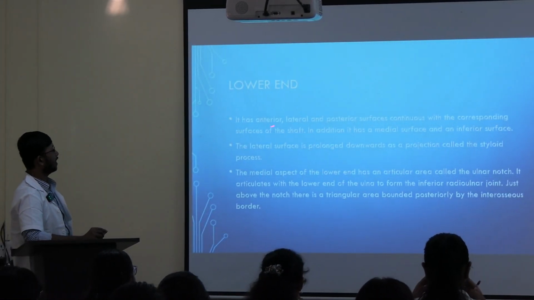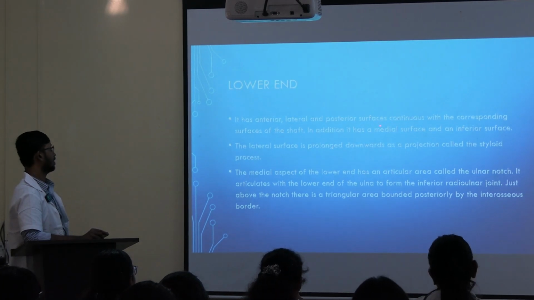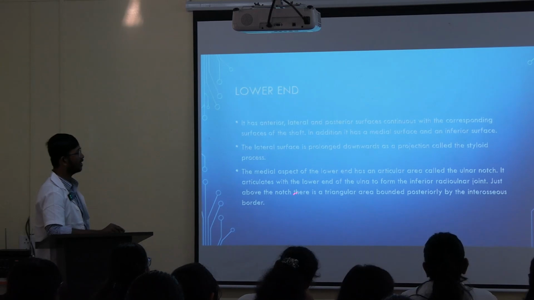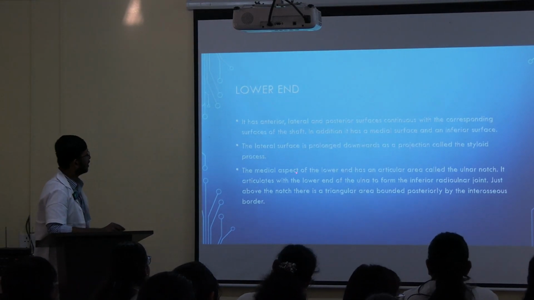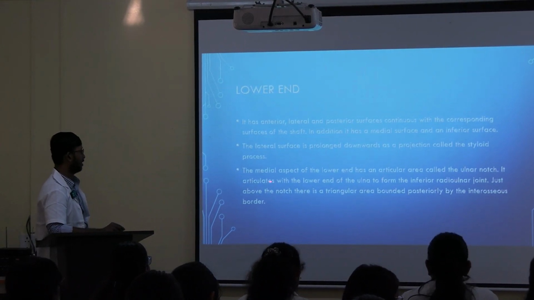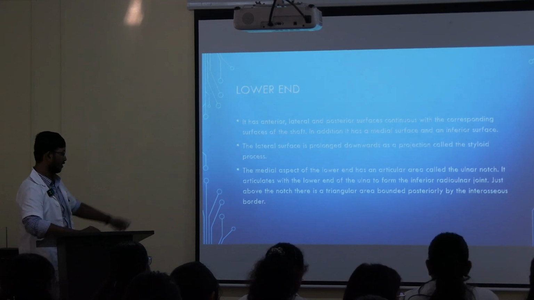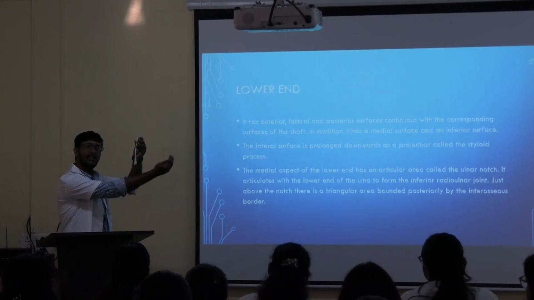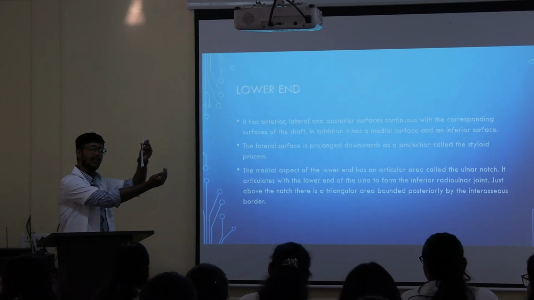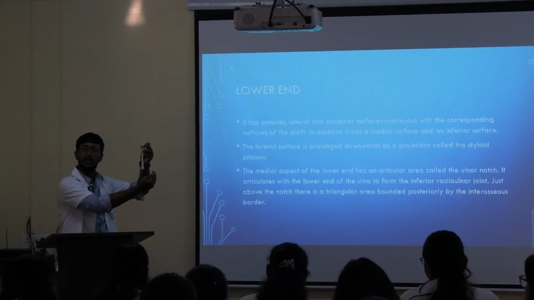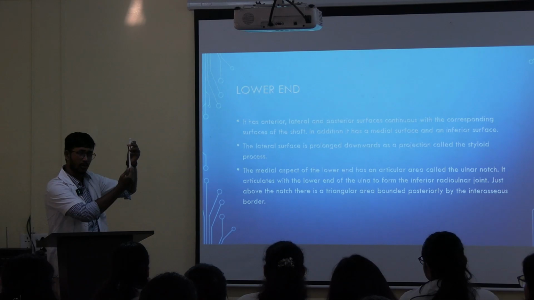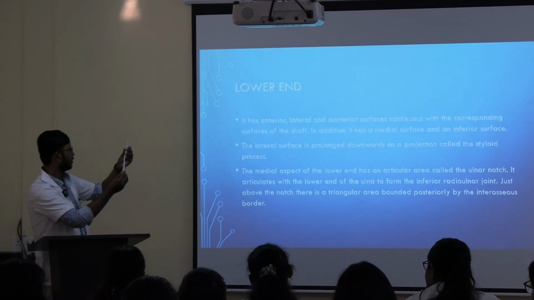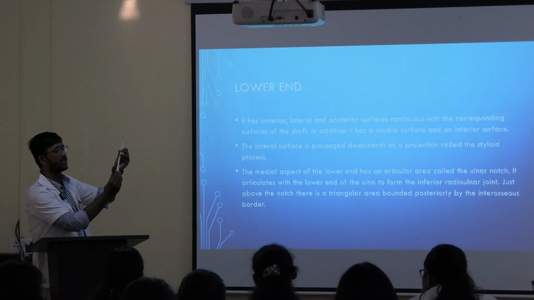Now coming to the lower end, I have told you it has anterior, lateral and posterior surfaces which continue with the corresponding structures, and then we have the medial and the inferior surfaces. Now the medial aspect, why am I saying this is medial? Towards close to the body, midline. Okay. So this is the medial aspect of the lower end which is an articular area.